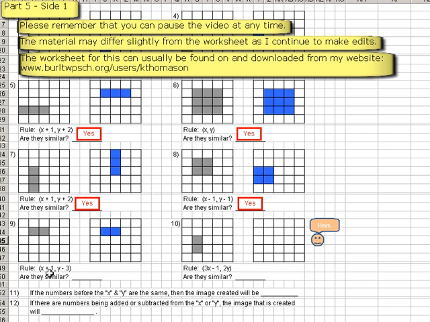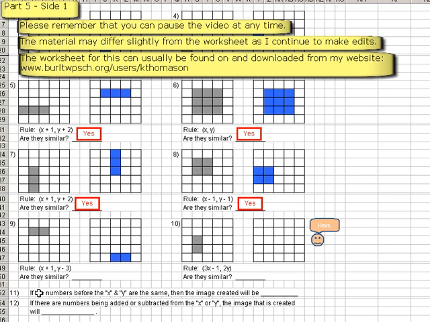Now we're going to look to move it. X plus 1 is going to move us one spot to the right. And the y minus 3 is going to tell us to move 3 spots down. So the x is always left, right. The y is always up, down. So we're going to go 3 spots down. This would be 1 spot down, 2 spots down, 3 spots down. So we're finished creating our image.